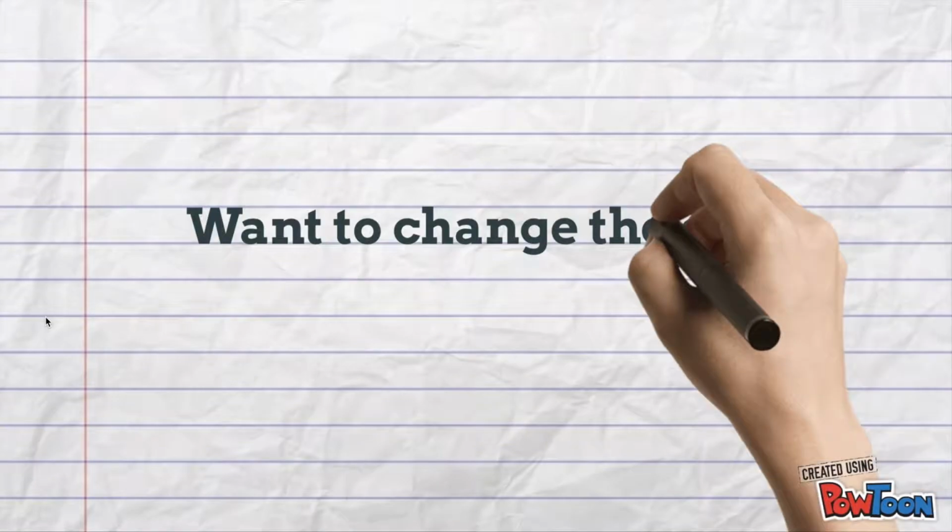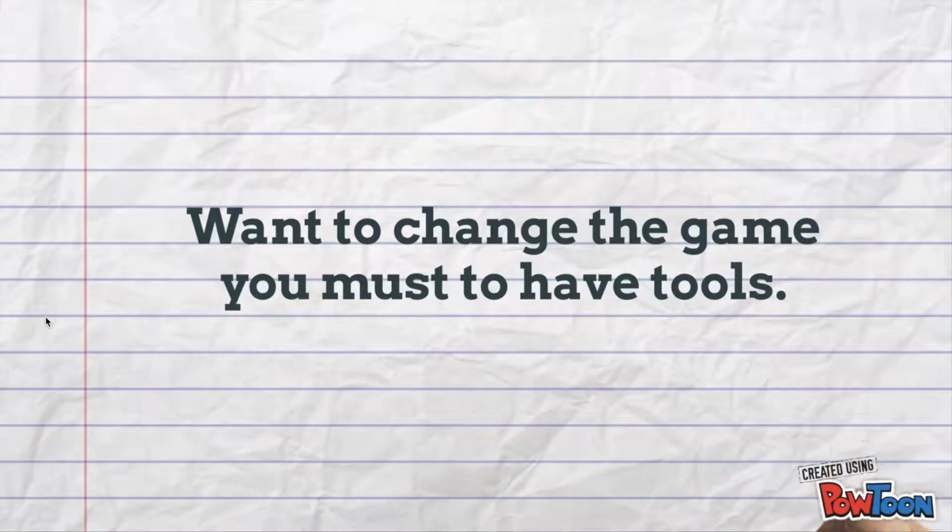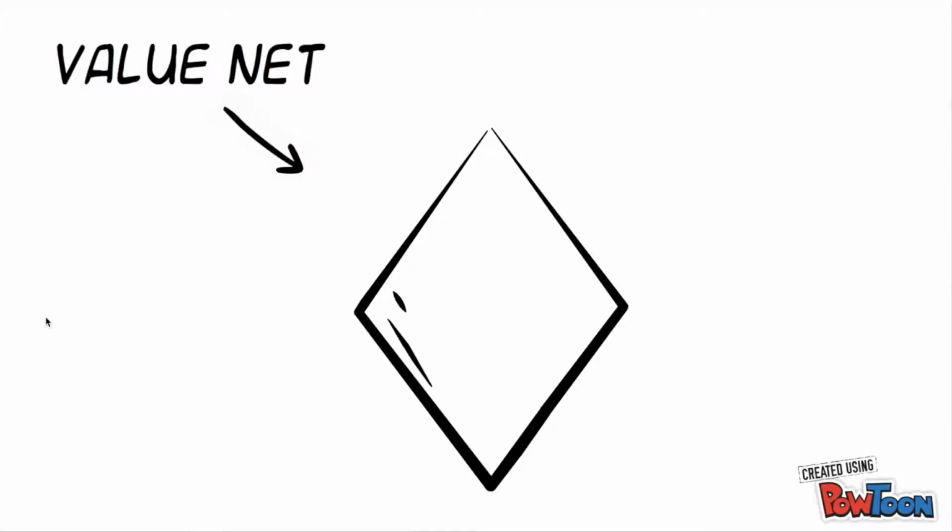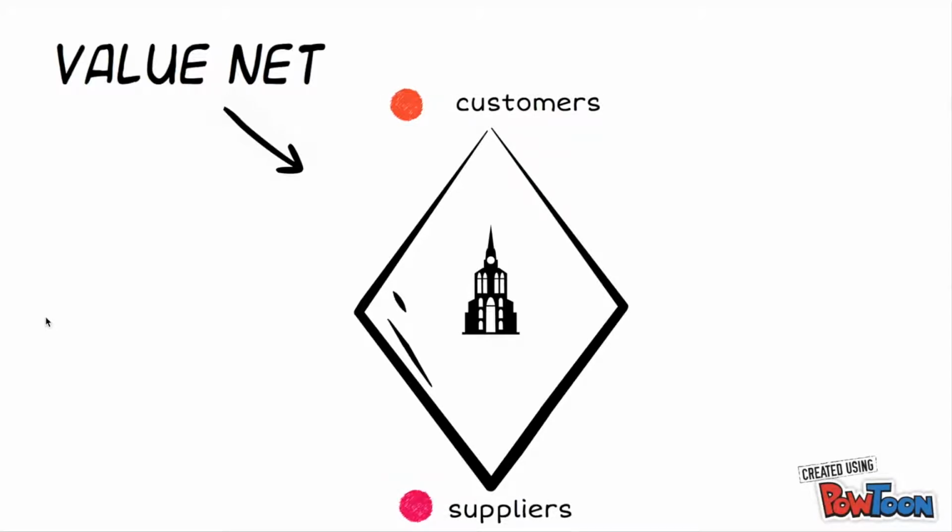If you want to change the game, you must have tools. Value nets are one of the important components in game theory. If business is a game, the players will be the customers, suppliers, competitors, and people who provide complements, who are called complementers in the book.